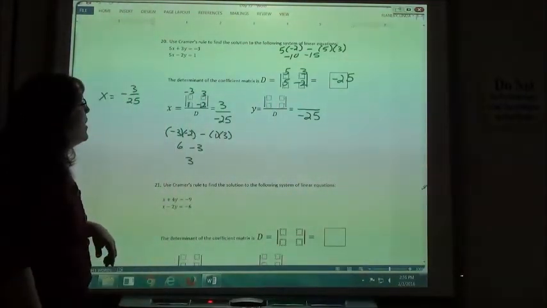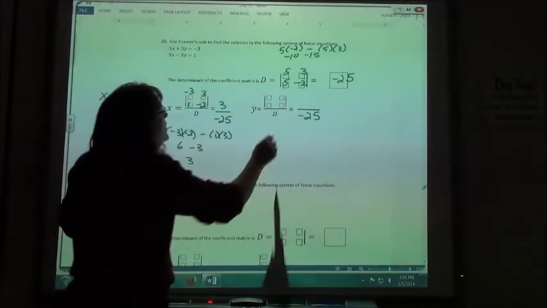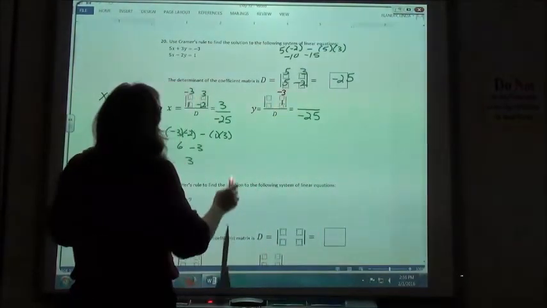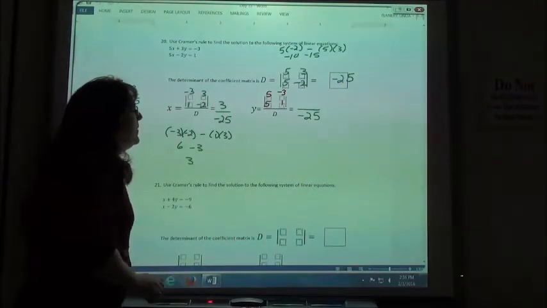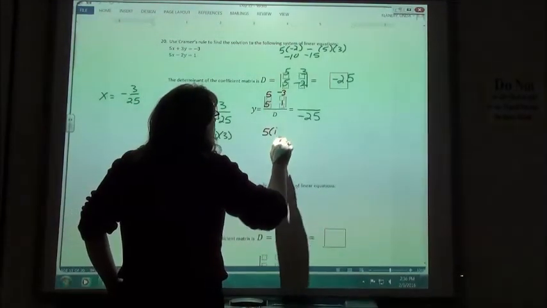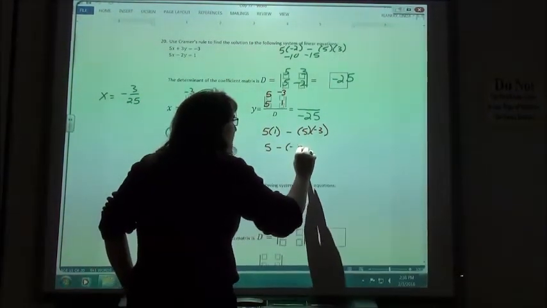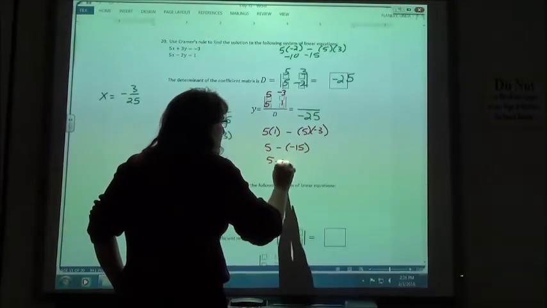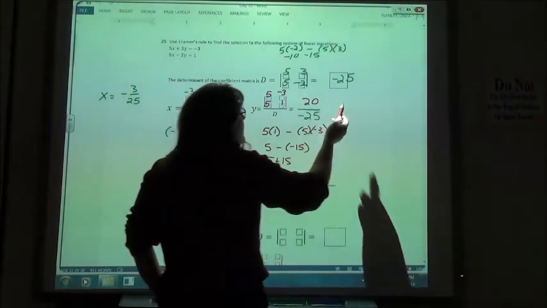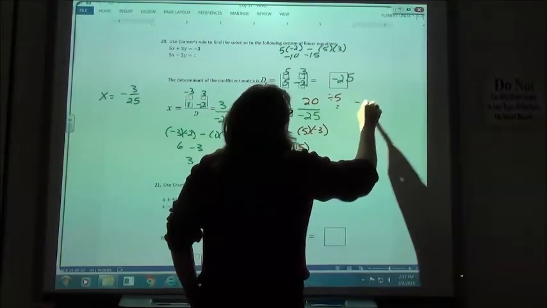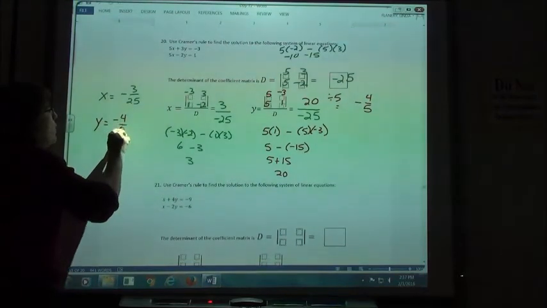Doing my y's. On my y, I take my n numbers, the negative 3 and the 1, put them in the y column. So the negative 3 and the 1 are over here. The x's stay as they originally were, so a 5 and a 5. So my cross products, 5 times 1 minus 5 times negative 3. So 5 minus negative 15 would give me 5 plus 15, which is 20. I have 20 over negative 25, which I can simplify because I can divide by 5, so negative 4/5. So y is going to end up being negative 4/5.